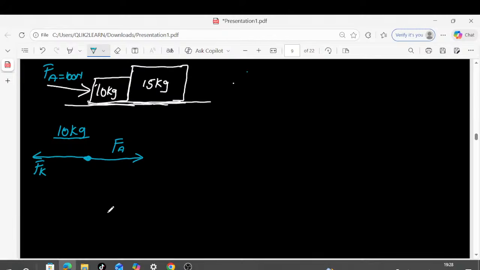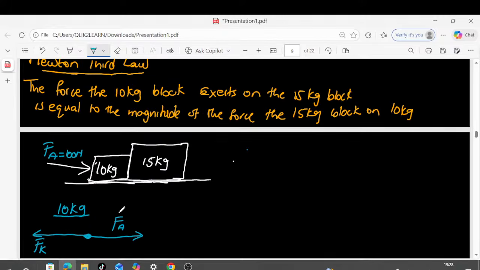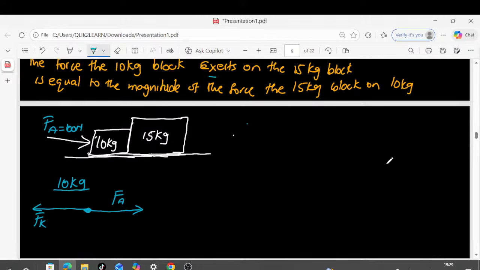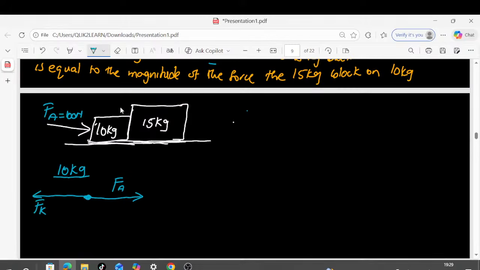Look at this, guys. Remember, we just said that the force the 10 kg block exerts on the 15 kg block is equal in magnitude to the force the 15 kg block exerts on the 10 kg block. So whatever force is applied by the 10 kg block, the 15 kg block will apply that force in the opposite direction. So we're going to have a force going in that direction, and we're going to call that force the force of the 15 kg block on the 10 kg block.